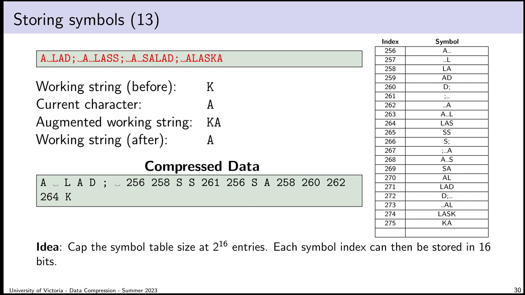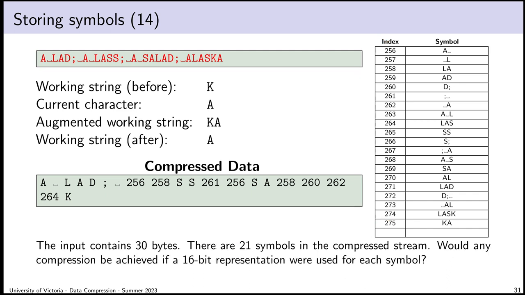So how about this? We have to pick a number. Let's pick a nice small number for now. Let's cap a symbol table size at 2 to the 16 entries, so about 65,000, give or take. That means each symbol index can be stored in 16 bits. Now you should look at this and observe that the first few symbol indices do not need 16 bits. They could be stored in less than 16 bits. But certainly, even if the symbol table is completely full, I could use 16 bits per symbol if I cap the symbol table size at 2 to the 16.